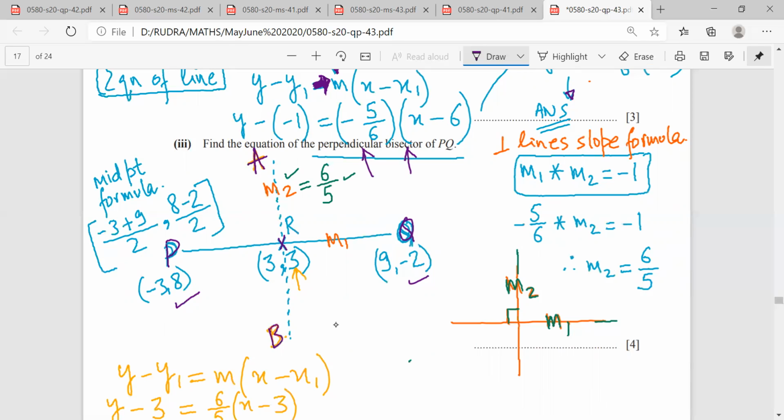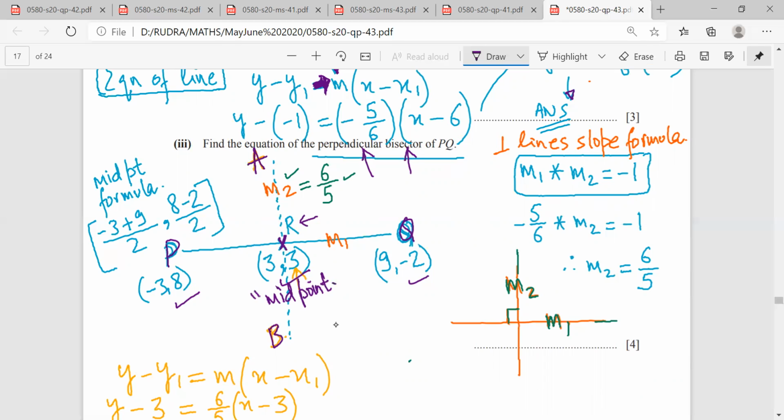Now this perpendicular bisector has two properties. One is that this point R would be the midpoint of PQ. For finding the midpoint R, all I need to do is put the midpoint formula: (minus 3 plus 9) upon 2 and (8 minus 2) upon 2. The answer that I will get is 6 upon 2 is 3, 8 minus 2 upon 2 is 3. So this is my midpoint.